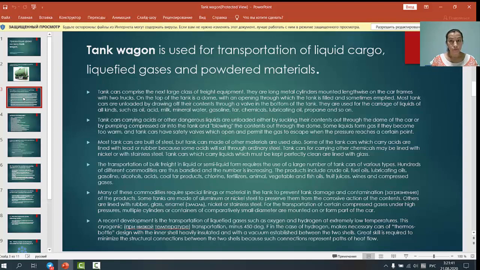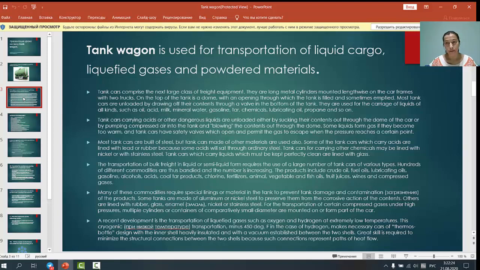Tank wagon is used for transportation of liquid cargo, liquefied gases and powdered materials. The first paragraph is: tank cars comprise the next large class of freight equipment. They are long metal cylinders mounted lengthwise on the car frames with 2 trucks. On the top of the tank is a dome with openings through which the tank is filled and sometimes emptied. Most tank cars are unloaded by drawing off their contents through a valve in the bottom of the tank.